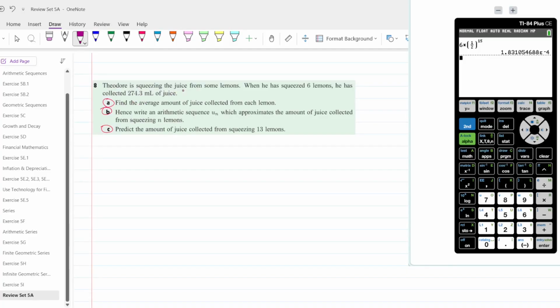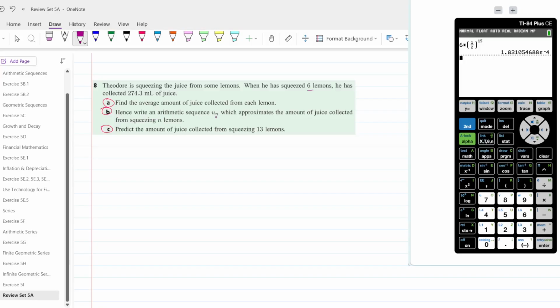Theodore is squeezing the juice from some lemons. When he has squeezed 6 lemons, he has collected 274.3 milliliters of juice. Find the average amount of juice collected from each lemon. So this number divided by 6 is going to be the average.